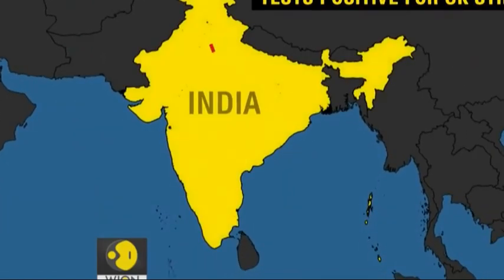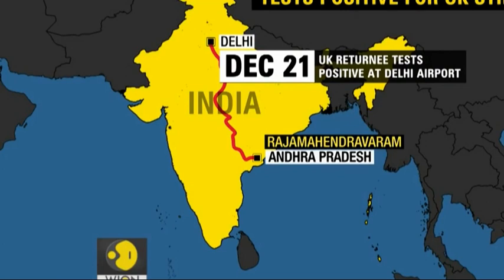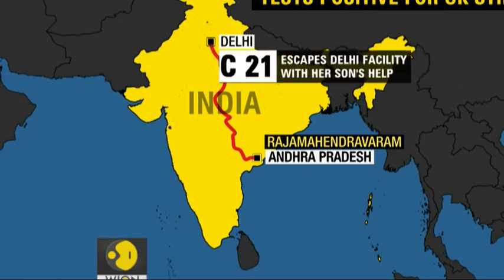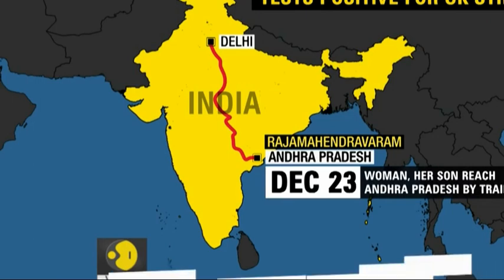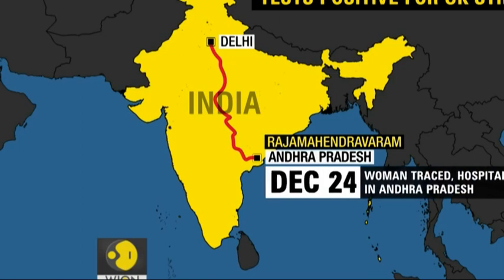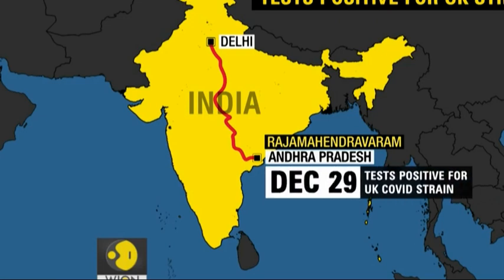Like this traveller who arrived in India on December 21st. At the Delhi airport, she tested positive for the Wuhan virus. Authorities asked her to quarantine for 7 days. But as soon as she got the outpatient card, she fled more than 1,000 kilometers away to a city in Andhra Pradesh. Thankfully, authorities had gotten wind of the plan. They were waiting for her at the railway station. Both the patient and her son are now in isolation wards.